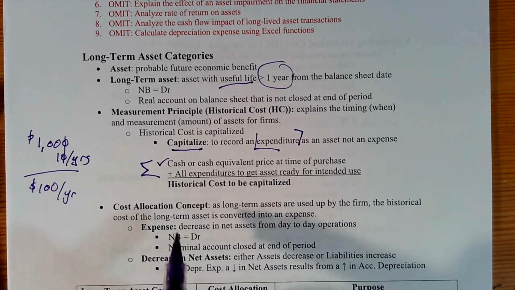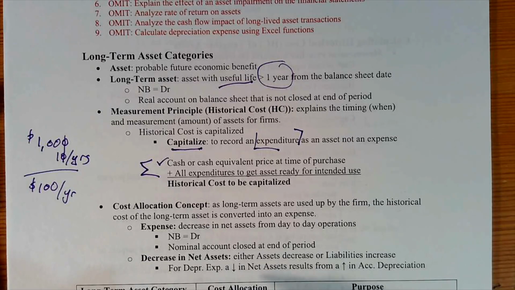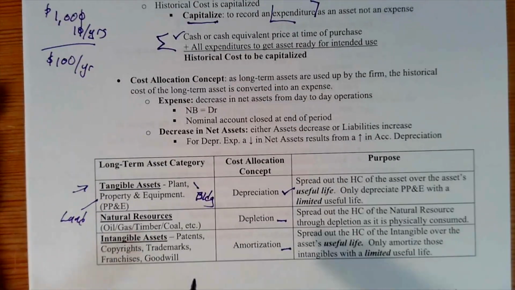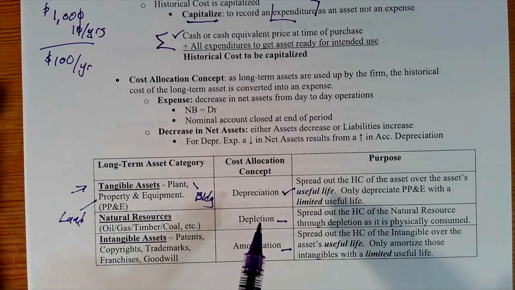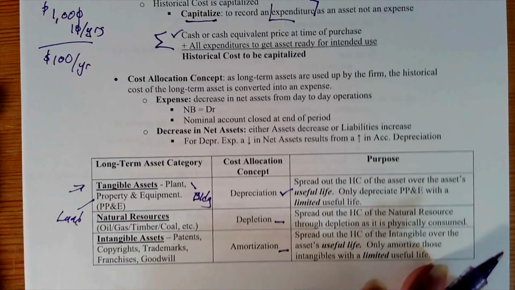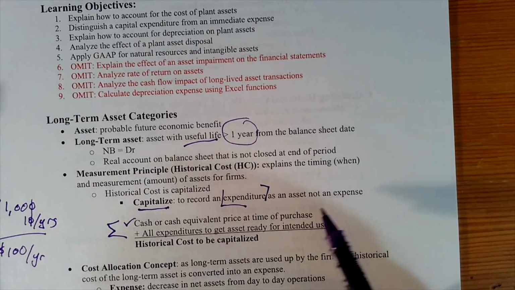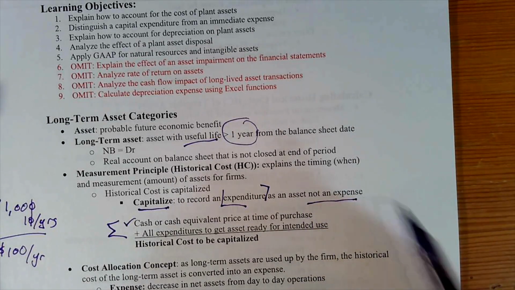Now, how are we going to allocate those costs? Once we have figured out the historical cost, we're going to allocate those costs in one of these three categories. If it's for a tangible asset, we will allocate it through depreciation. If it's for natural resources, we're going to call it depletion. And if it's for an intangible asset, we'll be amortizing it. Just note that a capitalized cost is not an expense. Not an expense.